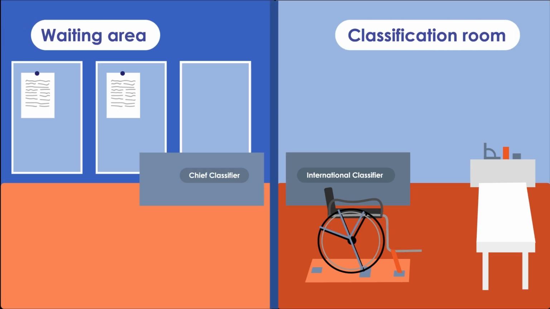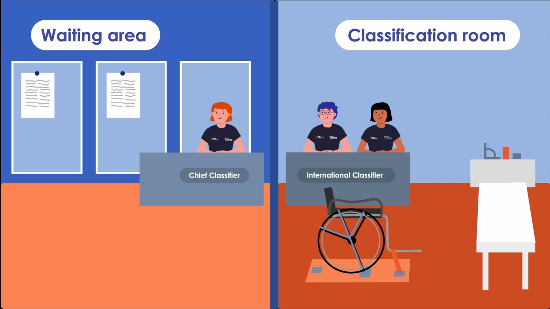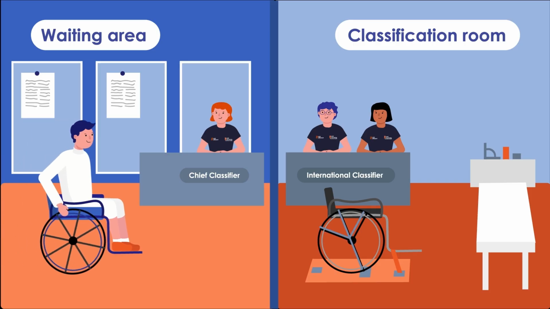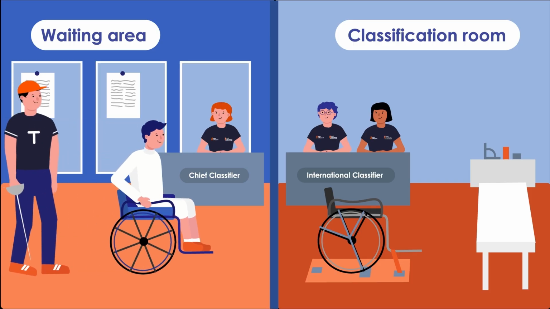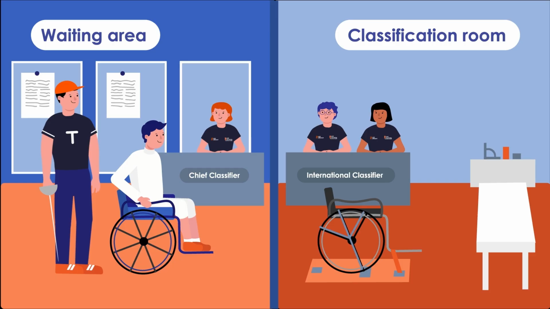The evaluation session is carried out by a group of accredited international classifiers known as a panel. A panel includes 2 international classifiers, both of whom will carry out the evaluation session with the athlete, and a chief classifier who supervises the session from outside. An athlete also has the right to have 2 people attend the evaluation session with them. Usually this is their trainer, but it can be another person, for example an interpreter. These people are not allowed to interfere with the classification process in any way.